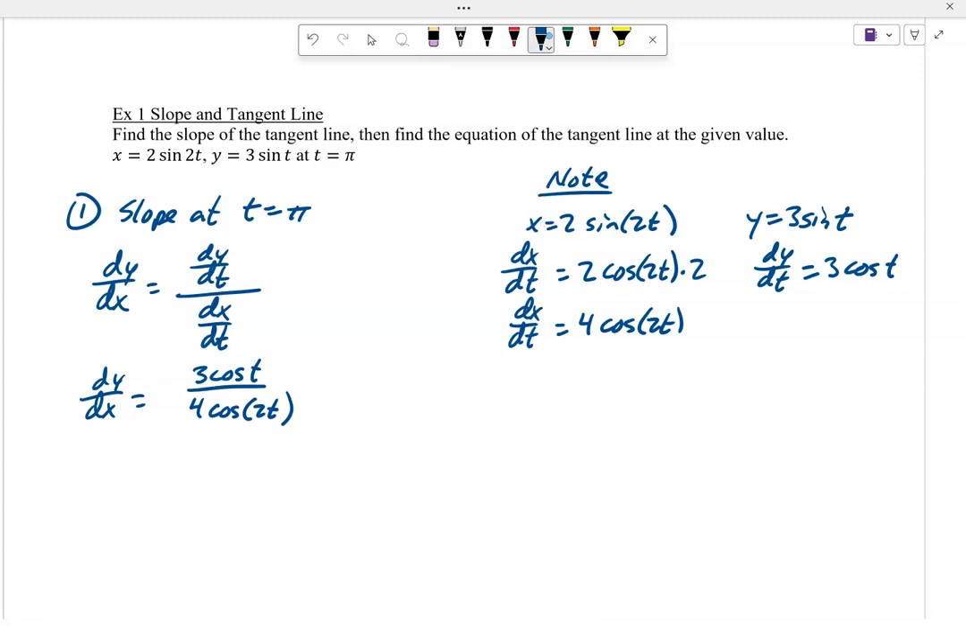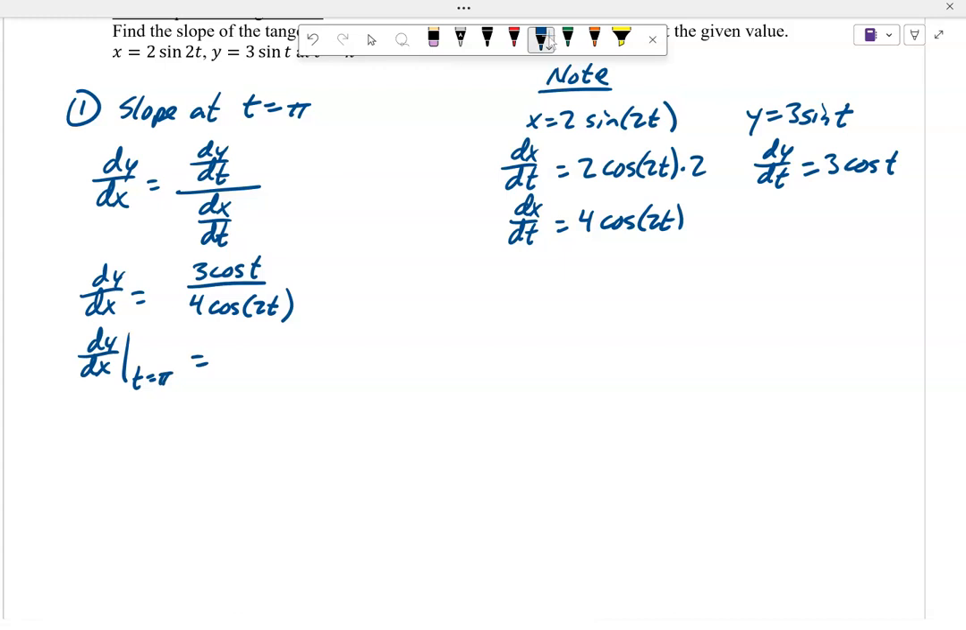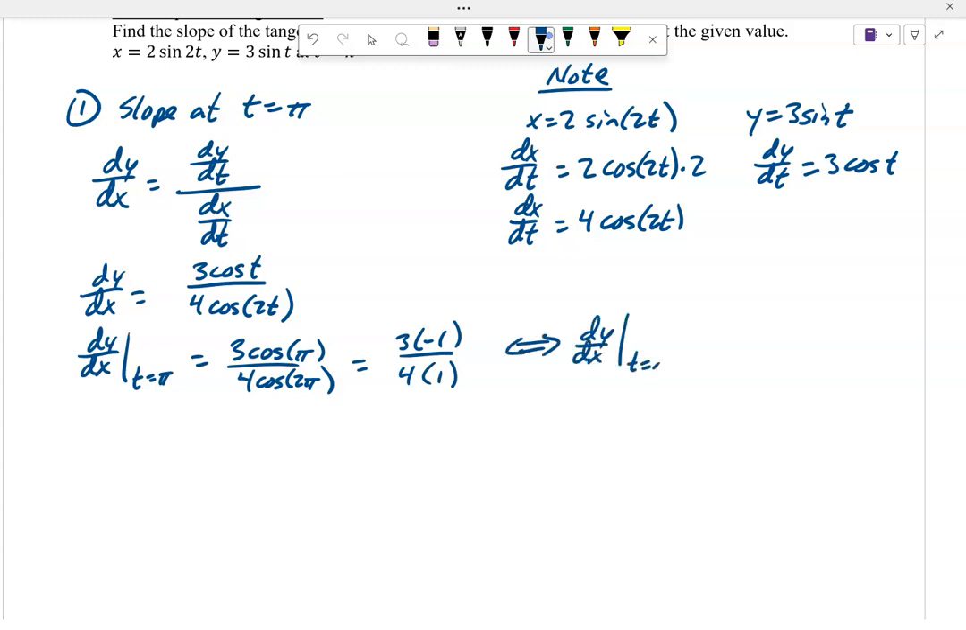And so that'll give us the slope, but we want the slope at t being pi. So let's throw pi in for t. 3 cosine pi over 4 cosine 2 pi. Well, we know the cosine of pi is -1. We know the cosine of 2 pi is 1, so we got -3/4. So the slope at t being pi is -3/4. There's our slope, right?